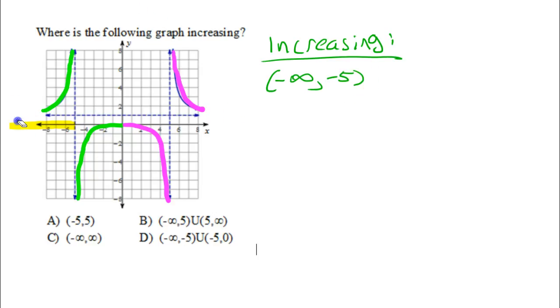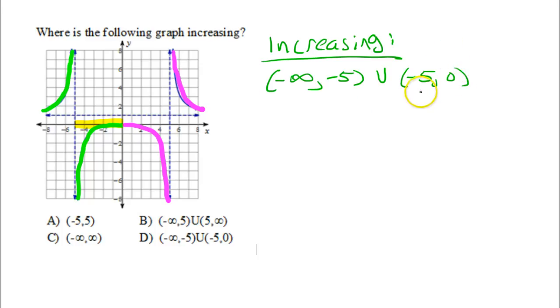All right, now, the second increasing portion, on the x-axis, it goes from here to here. So that's negative 5 to 0, all right? It stops right here. So that's negative 5. So don't say negative infinity. You have to stay on the x-axis. So on the x-axis, it's negative 5 to 0. And so we'll say union negative 5 to 0.